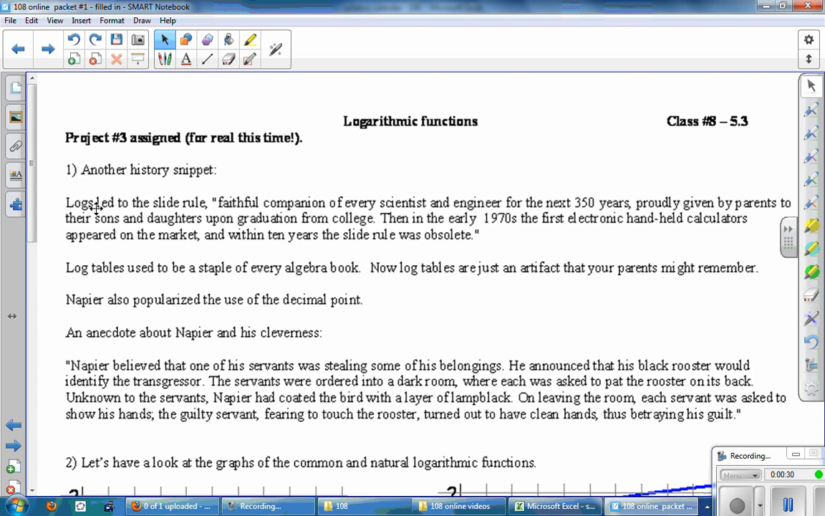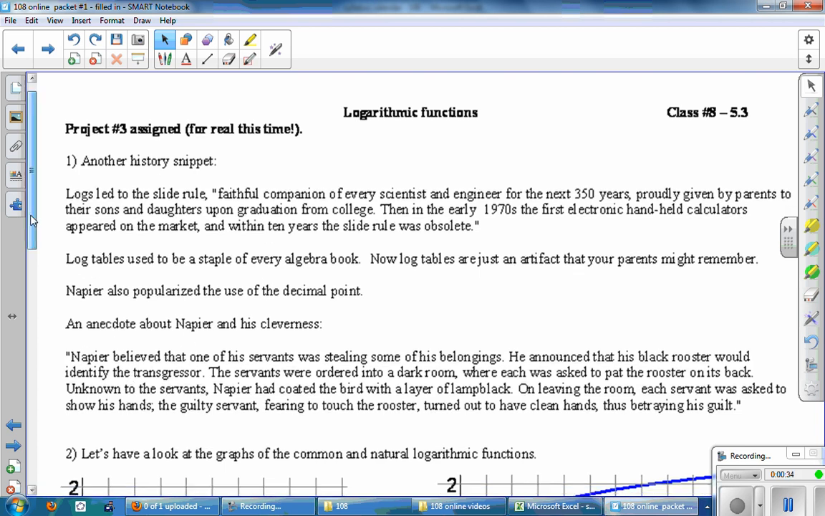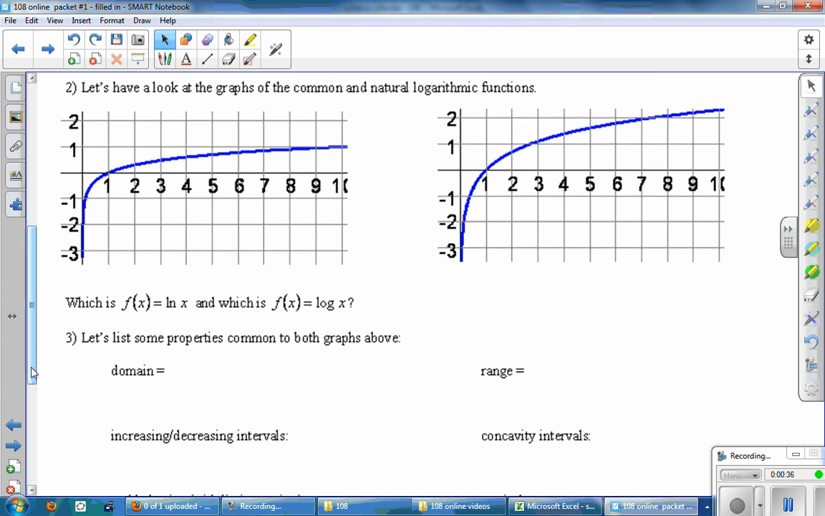So here we are. There's another history snippet. Pause the video here, read through it. And we'll begin together on number 2. Let's have a look at the graphs of the common and natural log functions. Which is f of x equals ln of x and which is log x? So pause the video for a moment, see if you can identify which one is which.